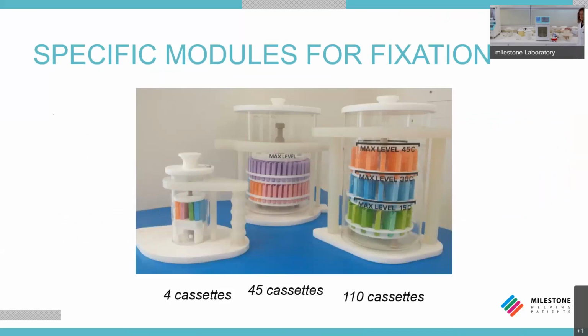Here you can see the specific modules that we have to run a fixation process in COS. There are different modules according to the number of cassettes to be processed. So we have the first little module for 4 cassettes, the second module for 45 cassettes, and the larger module for up to 110 cassettes.